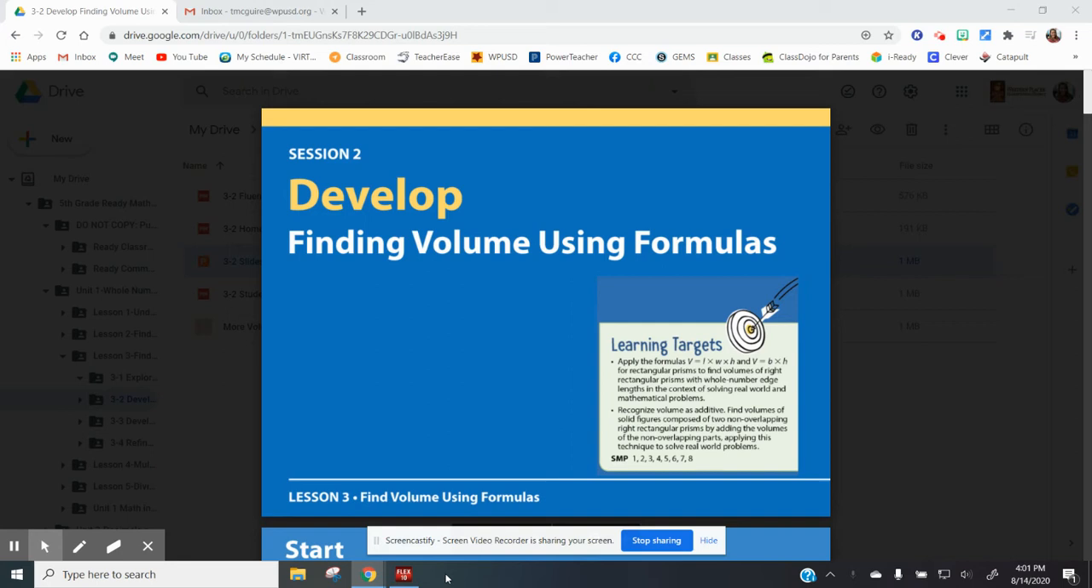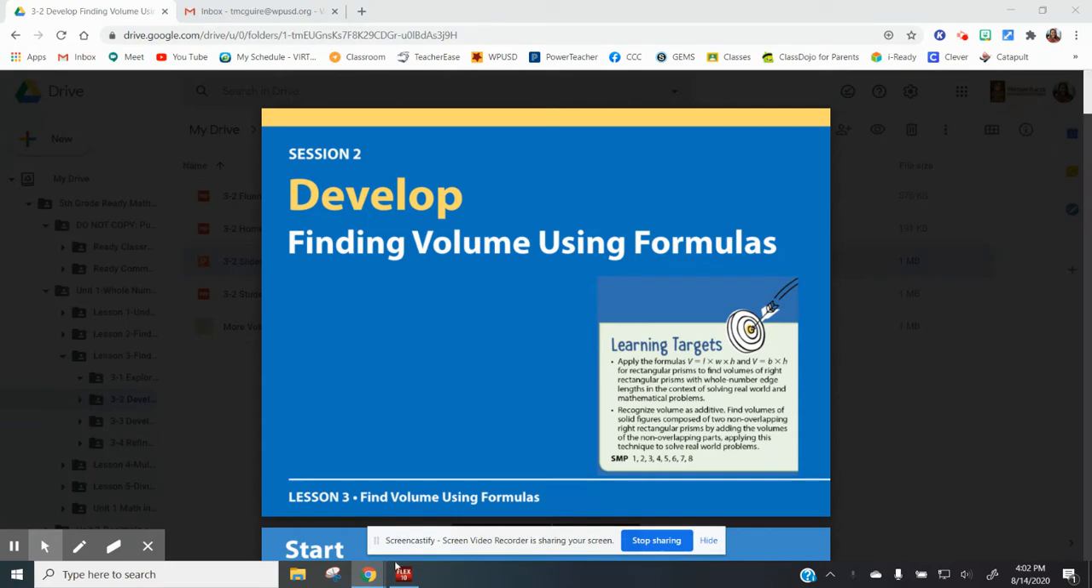Hi everyone. Today we're doing Lesson 3, Session 2 in your Ready Math Workbook. We'll be covering pages 37 through 40. So if you'd like to take out your math workbook, please turn to page 37. While you're turning there, today we're going to be practicing finding volume using formulas.